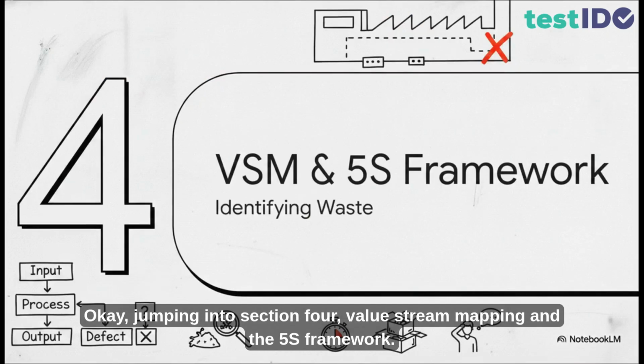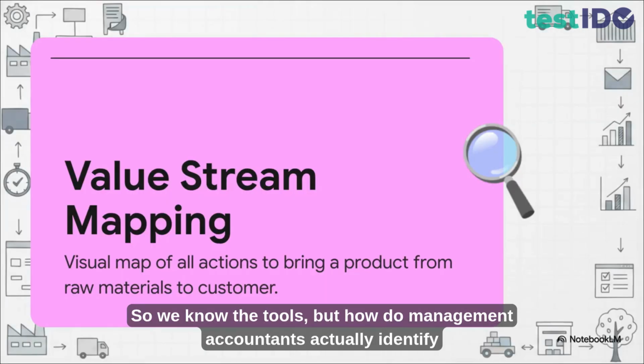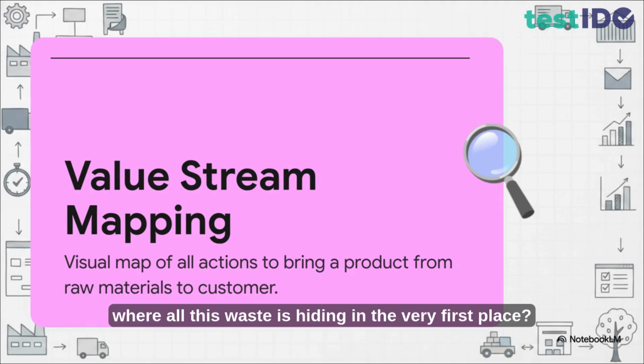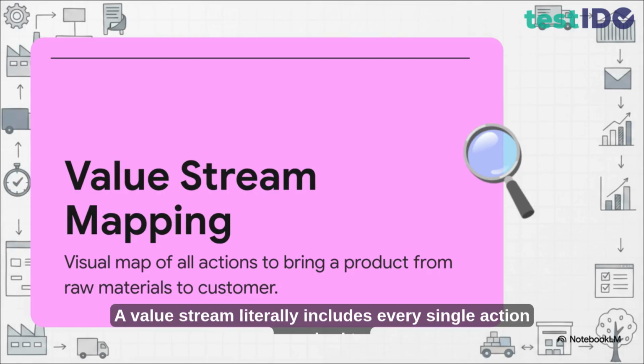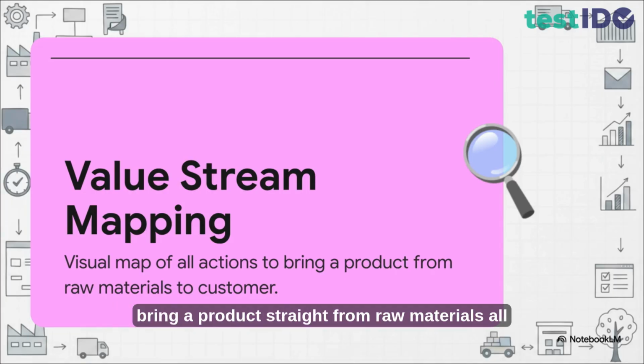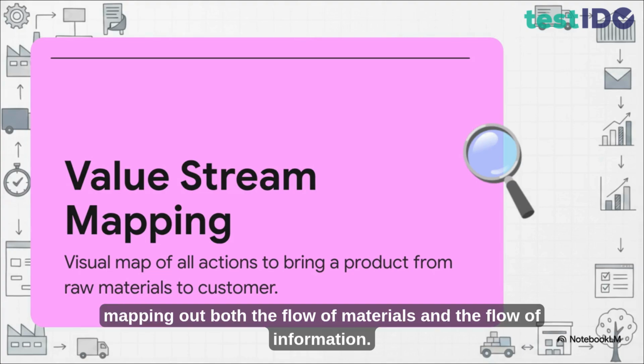Okay, jumping into Section 4, value stream mapping, and the 5S framework. So we know the tools, but how do management accountants actually identify where all this waste is hiding in the very first place? Honestly, they use value stream mapping, or VSM. A value stream literally includes every single action required to bring a product straight from raw materials all the way into the hands of the customer. VSM is a visual flowchart of these steps, mapping out both the flow of materials and the flow of information.